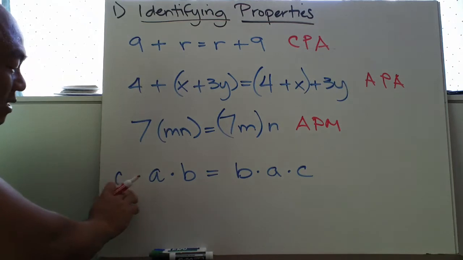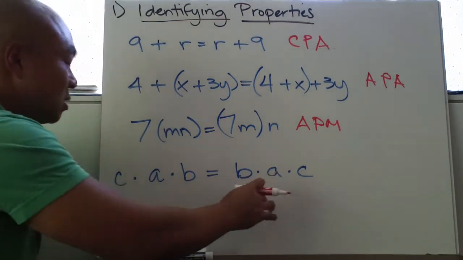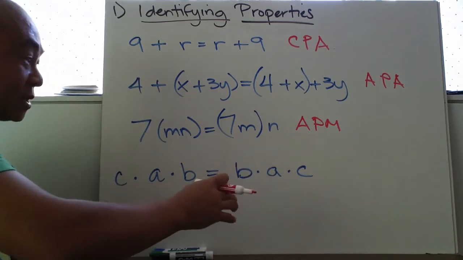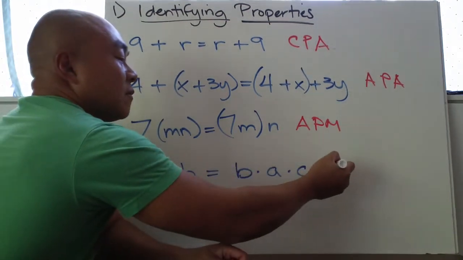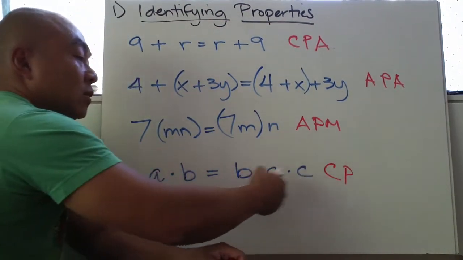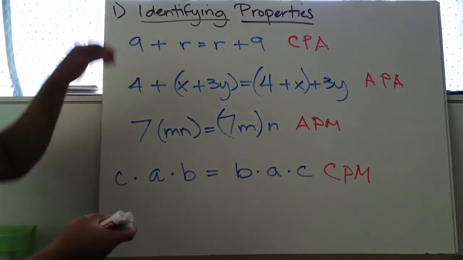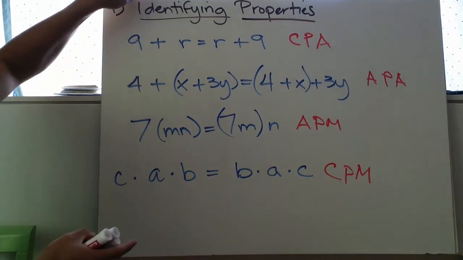Then finally, CAB is the same as BAC. So if you look at it, the letters switched places, so that's going to be our commutative property. And since we're multiplying, CPM. That wasn't so hard. That's a simple one. So all you really have to do is just identify.